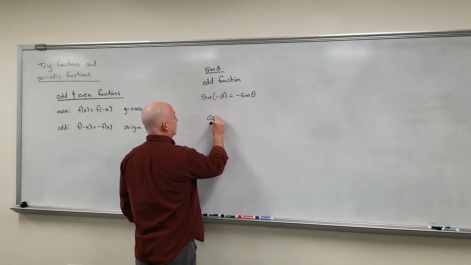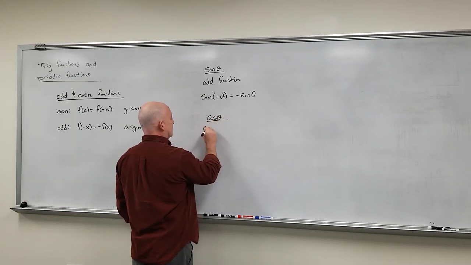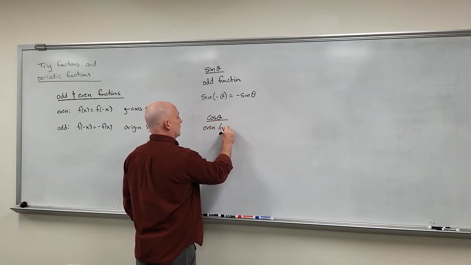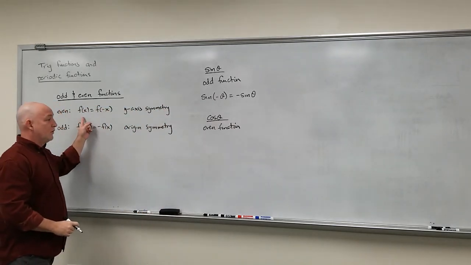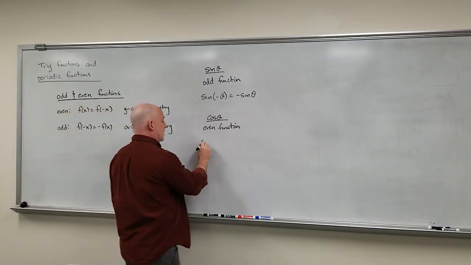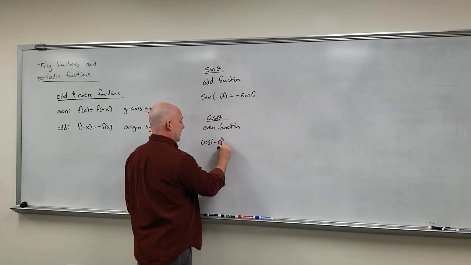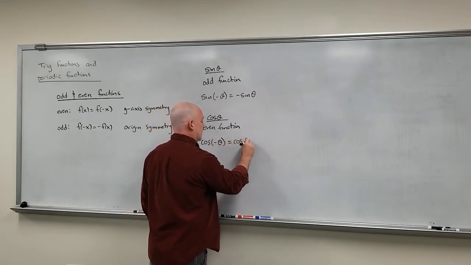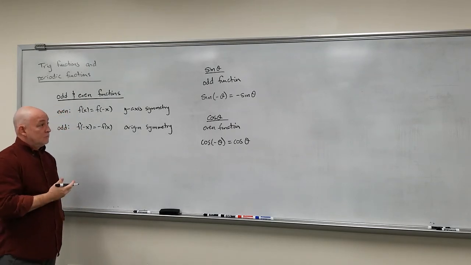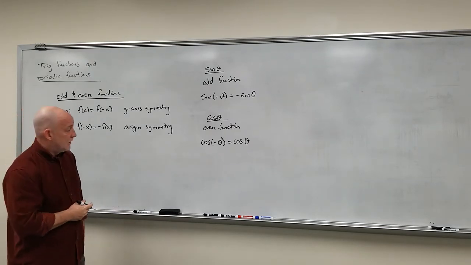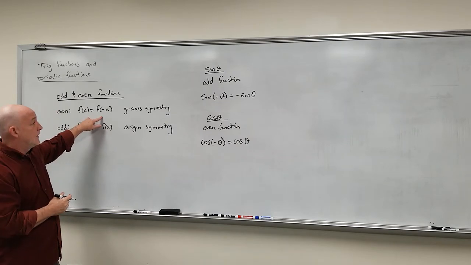The cosine of theta, cosine is an even function. Well, by the definition of an even function, the cosine of a negative angle is the same thing as the cosine of the positive angle. Right? Cosine's even. Again, I'm using this definition right here.